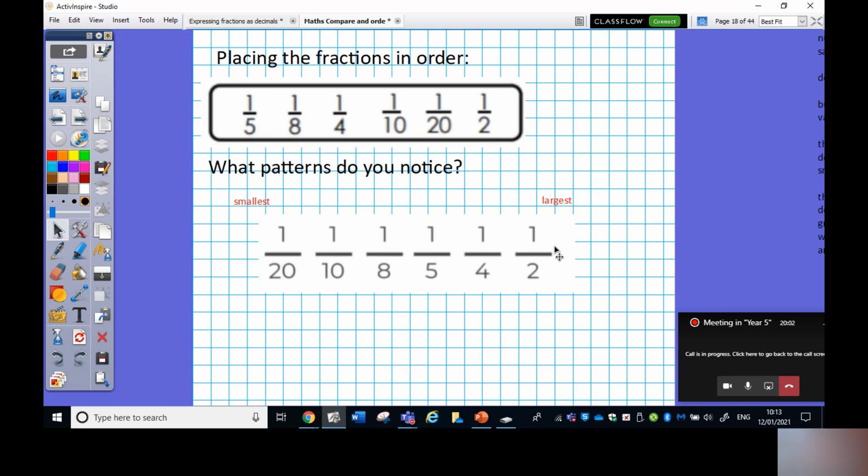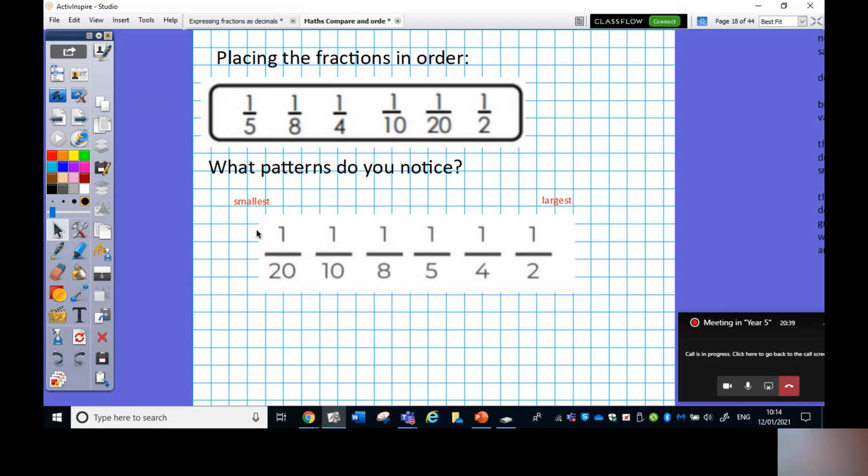Now, I put all of these fractions in order, starting from the smallest to the largest. What pattern do you notice? Okay, good. So I'm sure you've noticed that all of the numerators are exactly the same. And then I'm sure that you've noticed that the denominators are getting smaller and smaller, but the value of the fraction is actually getting larger and larger.